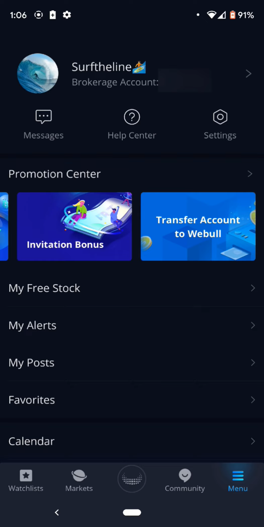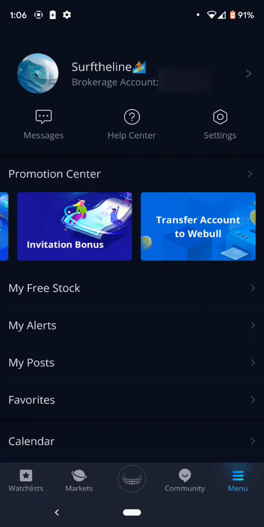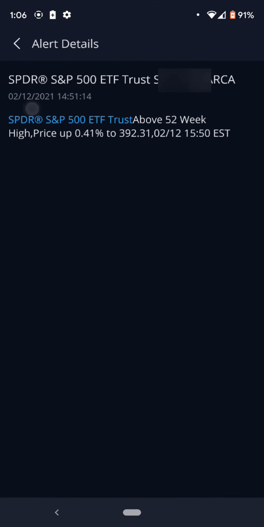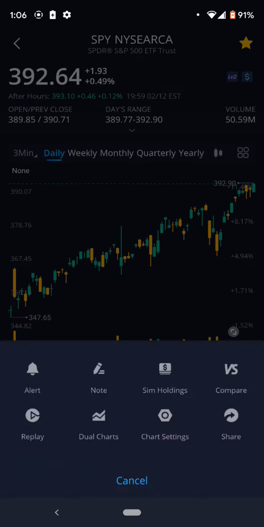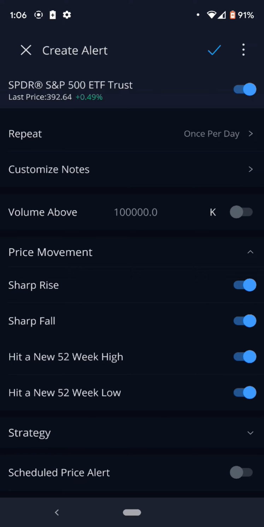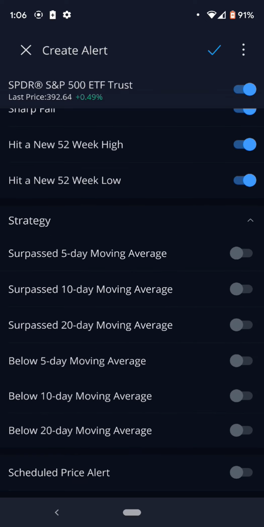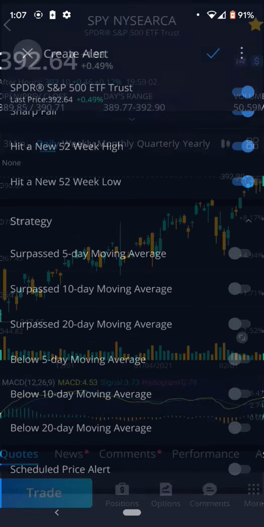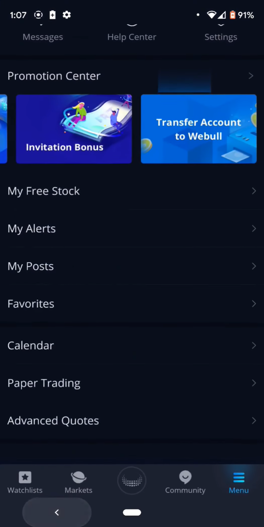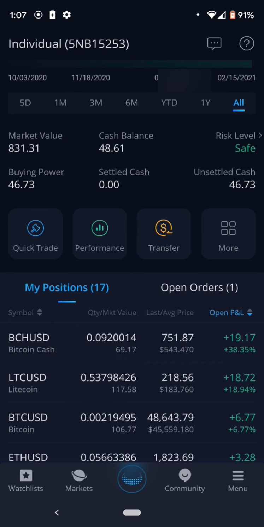This is how you transfer accounts to Webull from other accounts that maybe don't screw people over as much. And then, yeah, you can set up alerts on stocks. I have alerts set up on the S&P 500, for example. You can do it based on a sharp rise or fall, hitting a new 52-week high or low, surpassing or dipping below averages, or you can schedule it to alert you at a certain time. But yeah, that's pretty much it in a nutshell. I like it. So you can transfer.